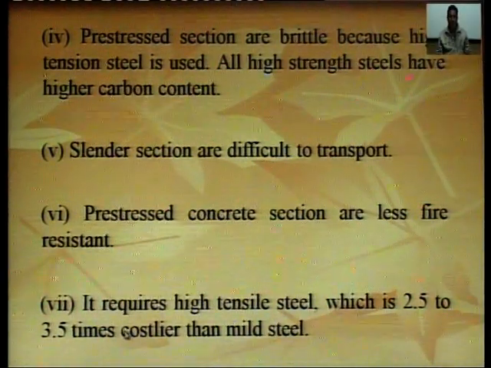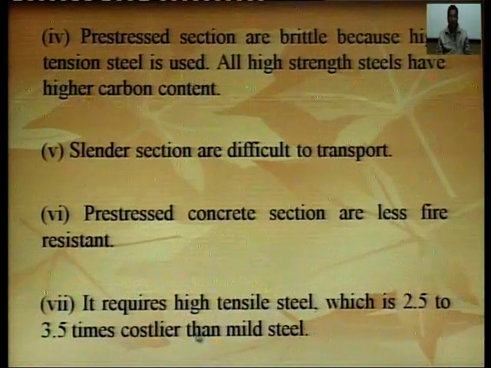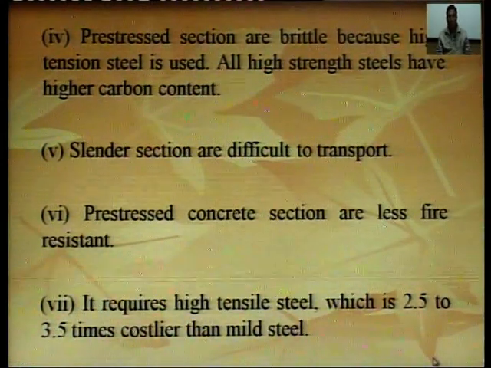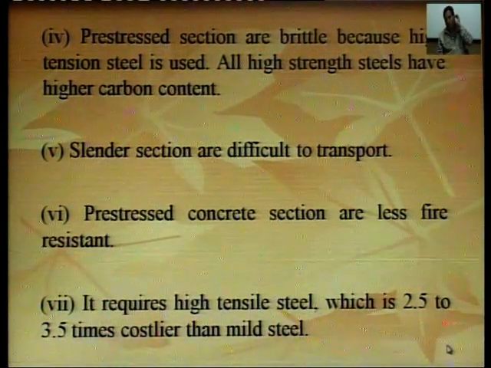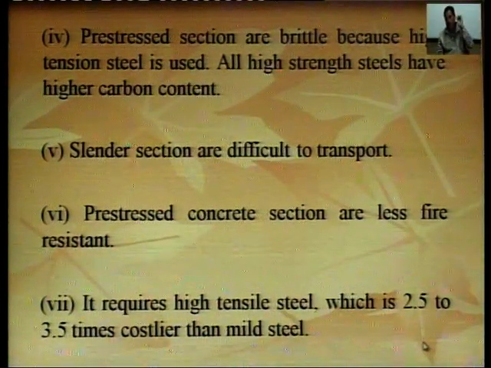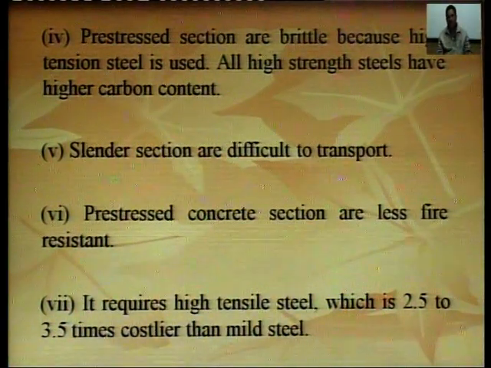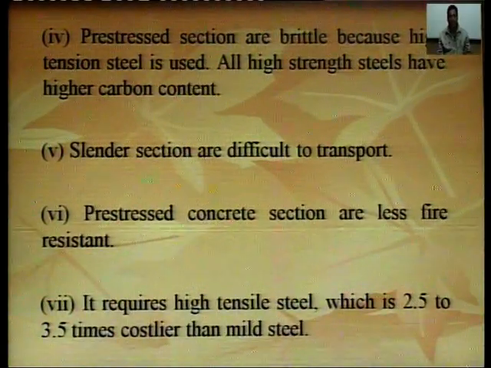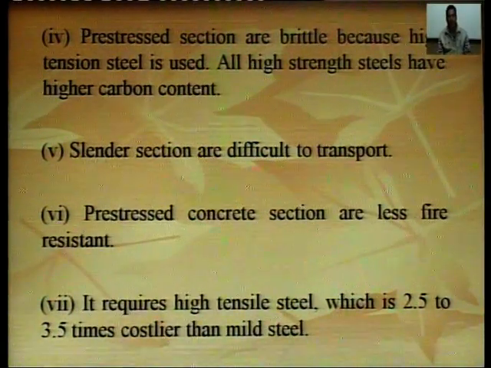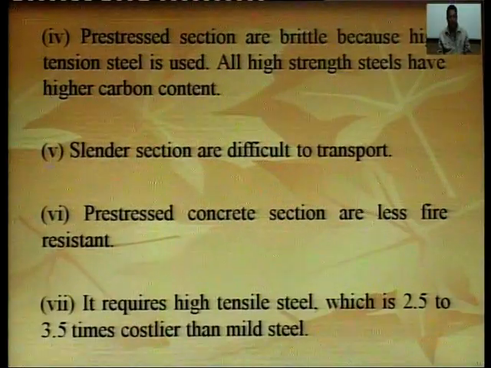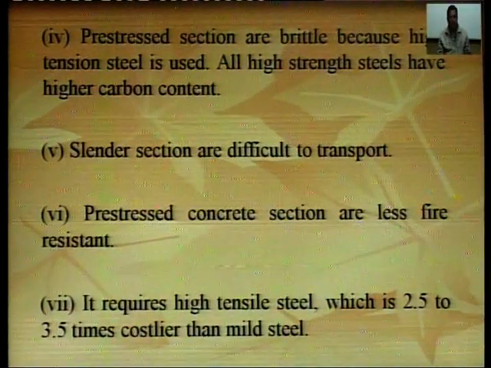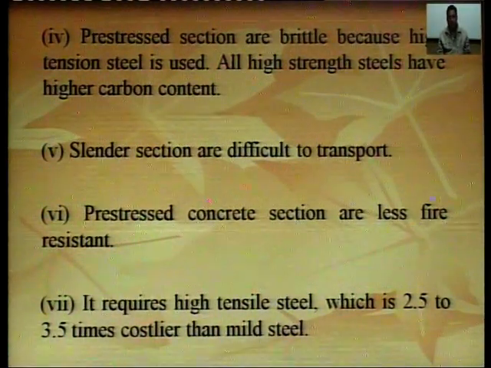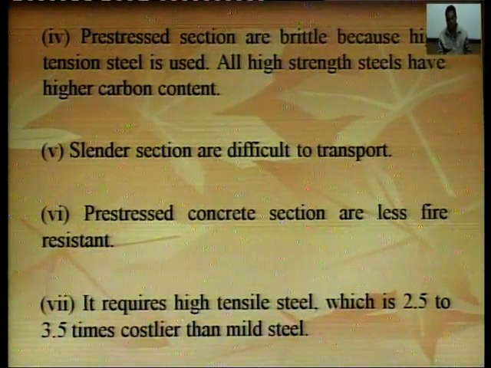Seventh, it requires high tensile steel which is 2.5 to 3.5 times costlier than mild steel. So, high tensile steel is costly. So, this is the disadvantage of pre-stressed concrete, it becomes costly.